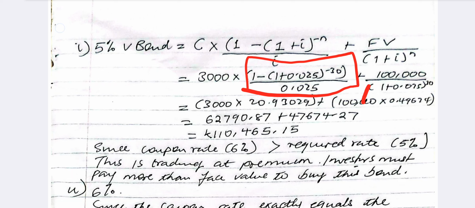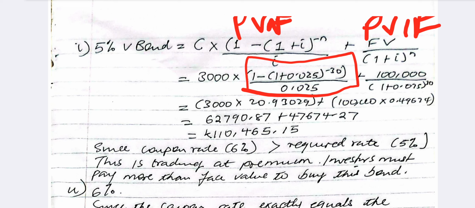So after we've gotten all this, we'll now just go on to make the calculations. We should know these things by now: the PVAF and the PVIF. When we add our two together, our PVAF and our PVIF, we are getting this value of 110,465.15. As you can see already, it's greater than 100,000.